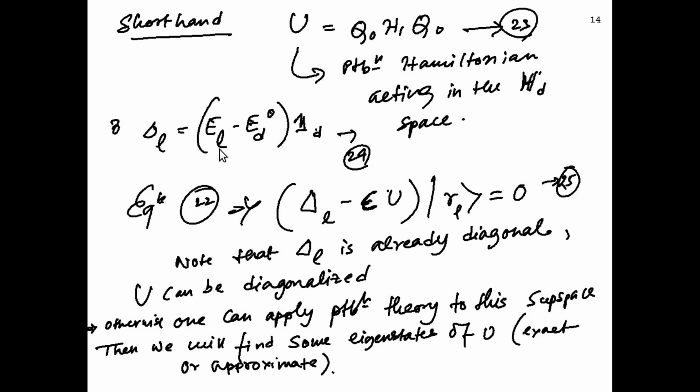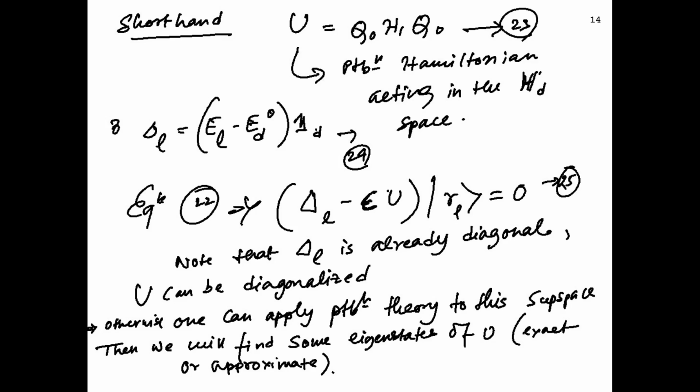That is nothing but EL minus ED0, the degenerate space energy, multiplied by the identity matrix, which is Q by Q, in that degenerate subspace. Then equation 22 in this compressed notation becomes equation 25: delta L minus epsilon U, acting on RL, equals 0. Now notice that this looks like a Schrodinger equation itself, or some kind of eigenvalue equation, where the Hamiltonian is epsilon U, and on its states RL it gives delta L RL.